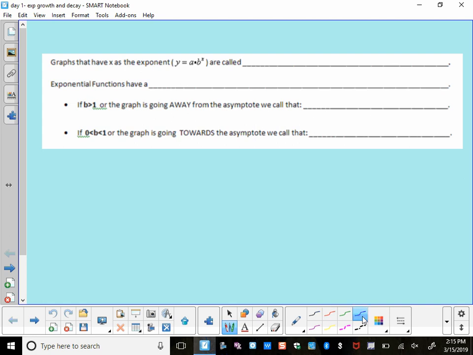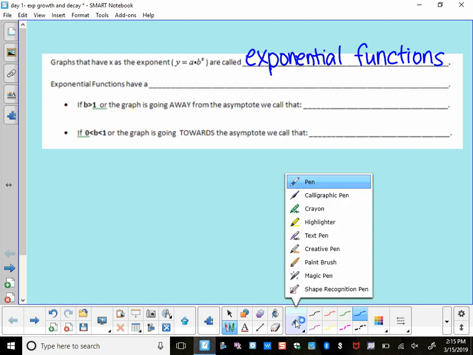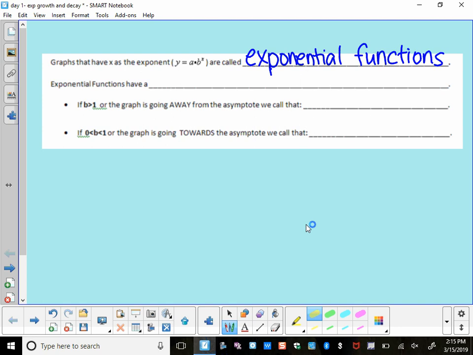So first, graphs that have x as the exponent, such as y equals a times b to the power of x, are called exponential functions. What I like to think about, you can just underline this if you don't have another highlighter: if I have an x in the exponent, it is called exponential. Do you see that play on words of just x? There's an x in the exponent, it's an exponential graph.